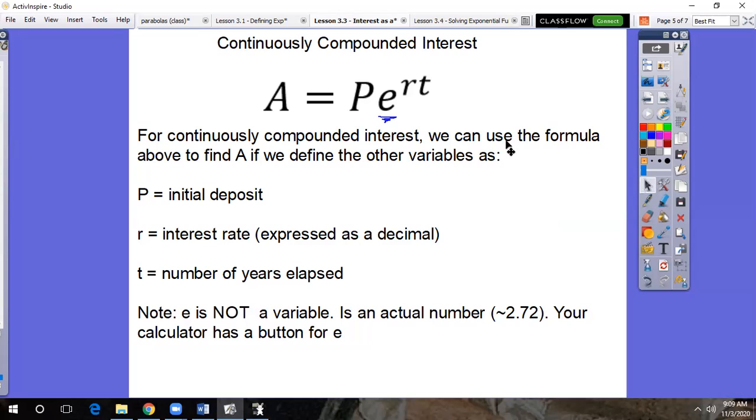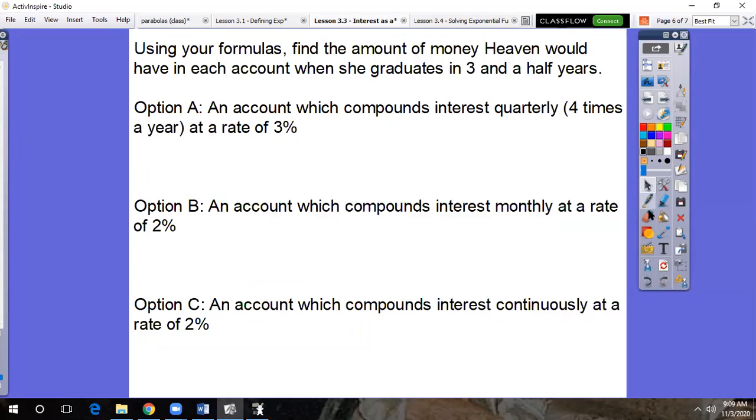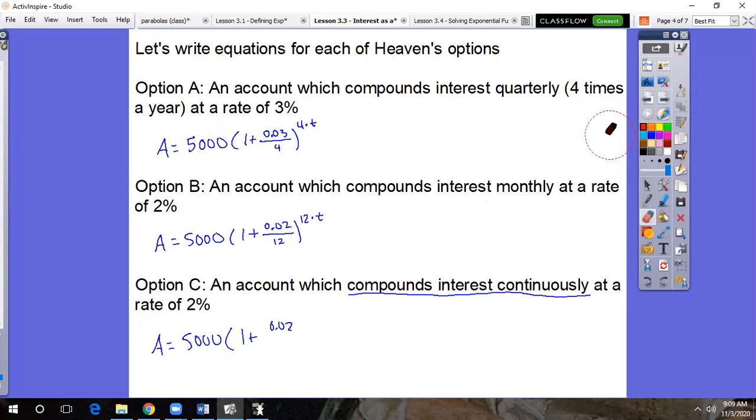All right, so we're going to look at writing the equation for this. We've written the equation for the first two. So now for the third one, if I have interest compounded continuously, this would be A equals P, which is 5,000, times E to the R, which is 0.02, T. Sorry, I went the wrong direction. We're going to write it on the page with the other formulas. So this is 5,000 times E to the 0.02 T, where again, T is the number of years that Heaven has kept the money in the account.